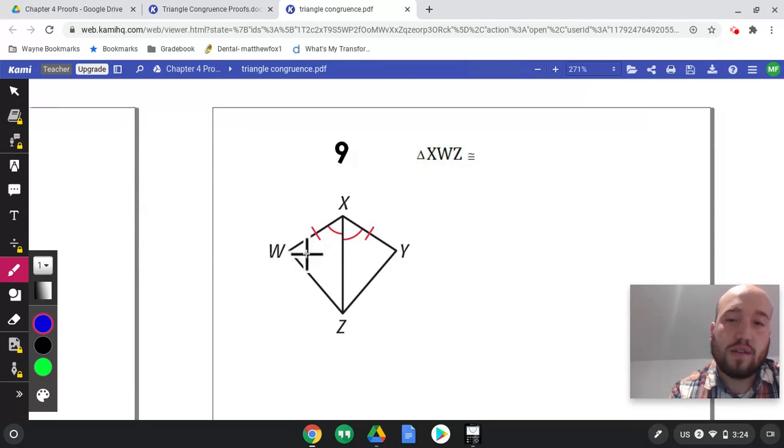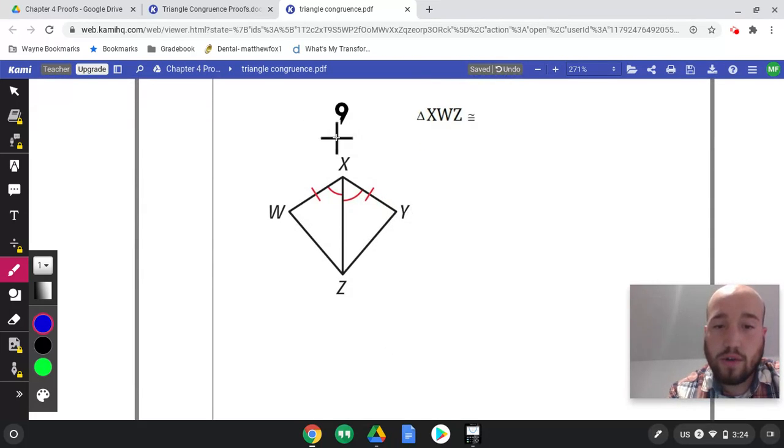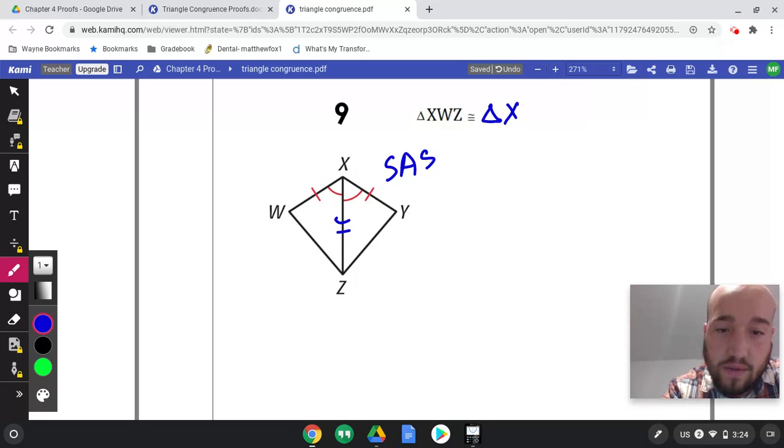All right, and let's do one more here. We'll wrap it up with this, and then we'll move on to proofs. But here's a side, here's an angle. We also can mark this side XZ because it's a reflexive property. It matches in both triangles. So we've got side, angle, side. That's our rule. And XWZ, in our case, it still has to start with X. But instead of W, it's going to go to Y and then Z.